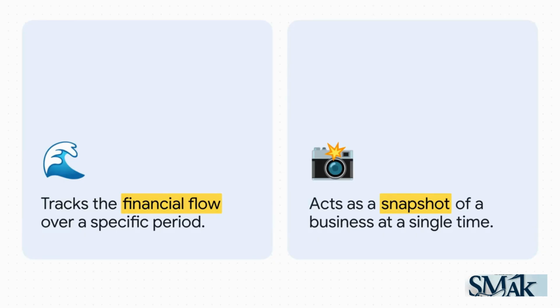To really get what this document is doing, you have to think about it in terms of a flow versus a snapshot. If you look at a balance sheet, it's literally just a snapshot. It freezes the business at one specific second in time. The income statement, completely different beast. It's dynamic. It tracks the actual flow of your financial activity over a period of time, showing exactly how cash is moving in and out. It's not a photograph. It's more like a movie of your finances.